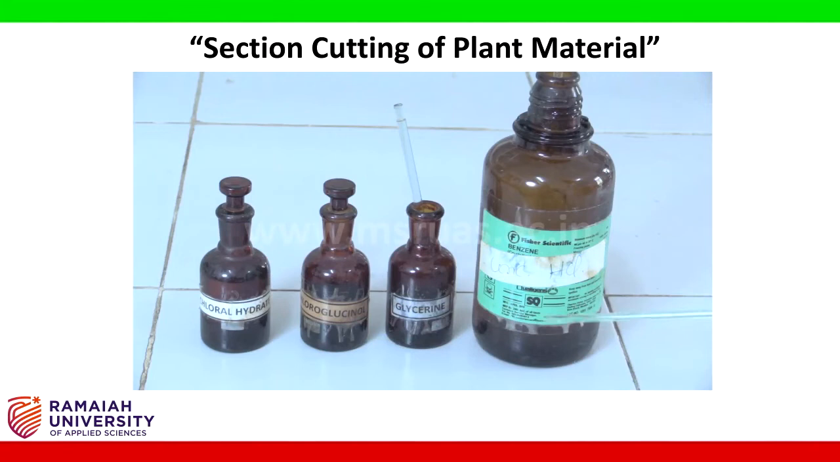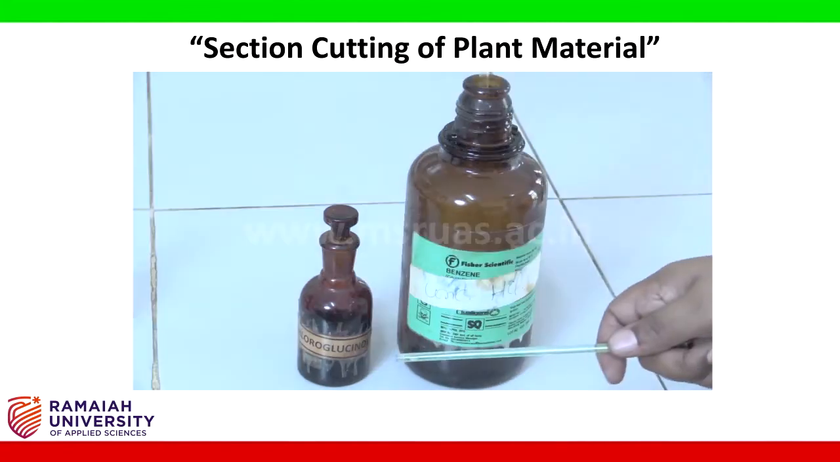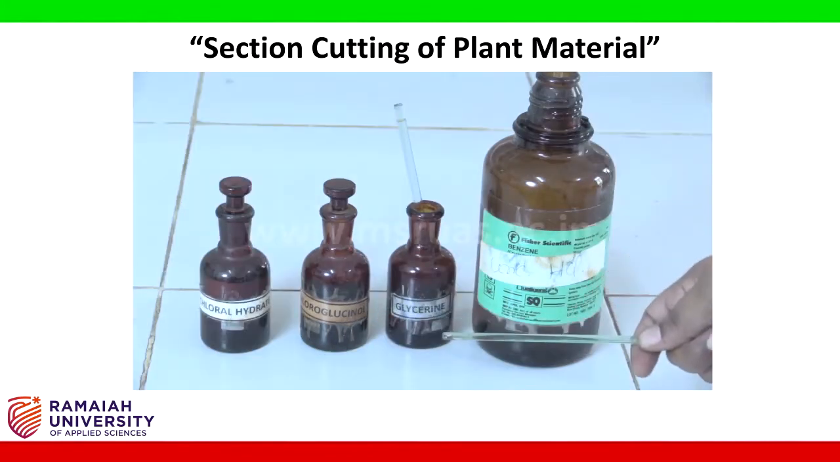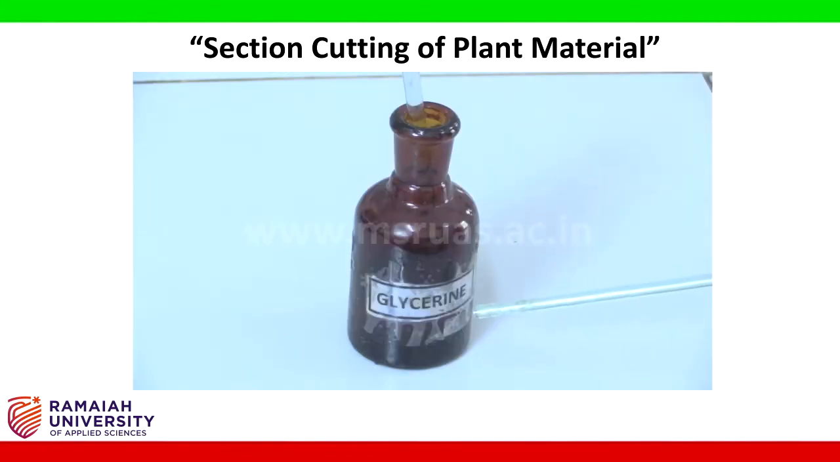Phloroglucinol, concentrated hydrochloric acid. Phloroglucinol and concentrated hydrochloric acid are used as a staining reagent to stain the lignin present in the section. Glycerin. Glycerin is used as a mount to mount the section onto a glass slide, and glycerin prevents the drying of the section for 1 or 2 days.